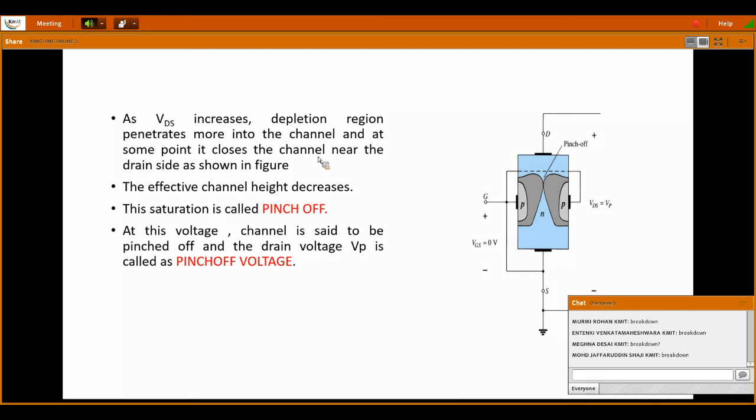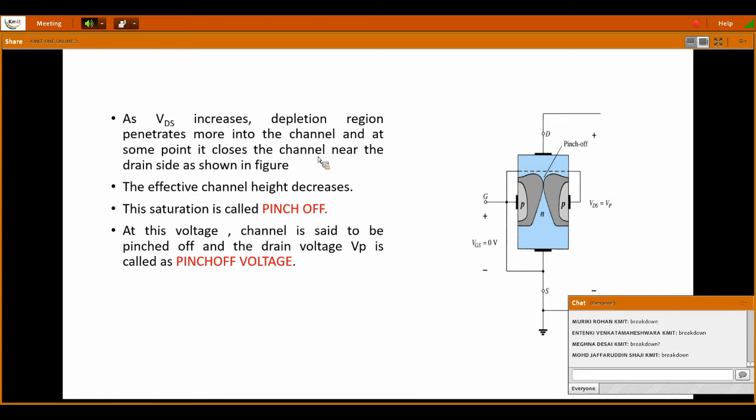Okay, so you can read this point here on the screen. First point, as VDS increases, the depletion region penetrates more into the channel, and at some point it closes the channel near the drain side as shown in the figure. So the effective channel height decreases. So this saturation is called pinch off. And at this voltage, the channel is said to be pinched off, and the drain voltage VP is called the pinch off voltage.